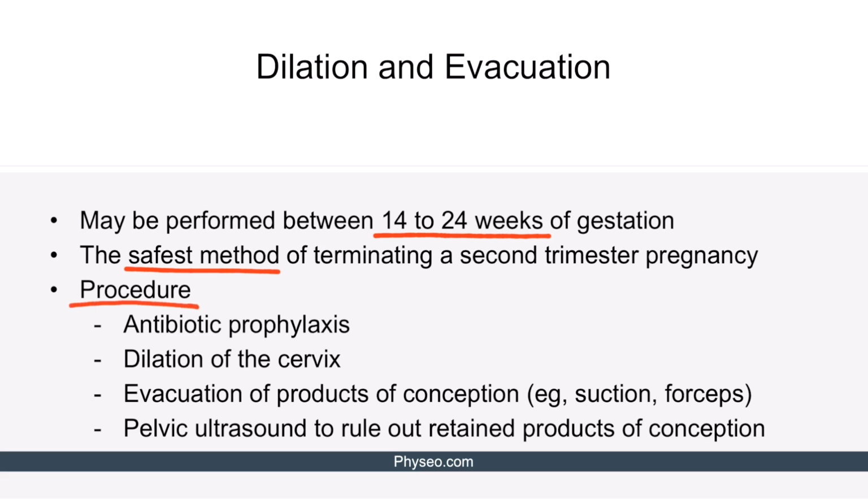Patients are first given prophylactic antibiotics, and then during the procedure, the clinician dilates the cervix to allow sufficient room for evacuation of all the products of conception, and that can be done using suction or forceps. So that's the evacuation idea. Now, importantly, given the more advanced gestational age, a pelvic ultrasound is usually performed at the end of the procedure to rule out any retained products of conception and thus ensure a complete abortion.